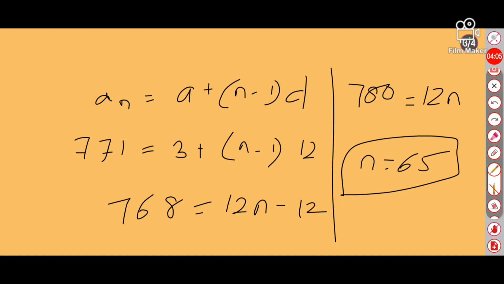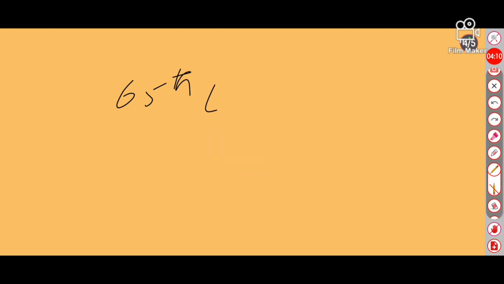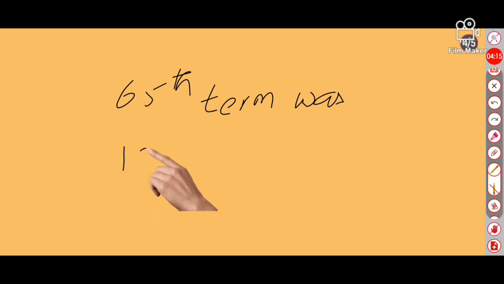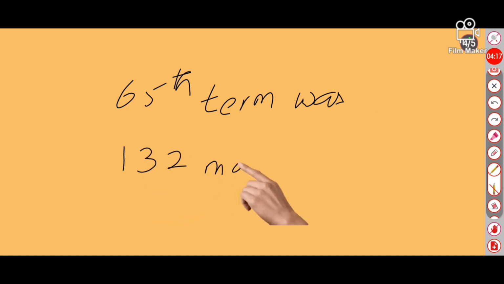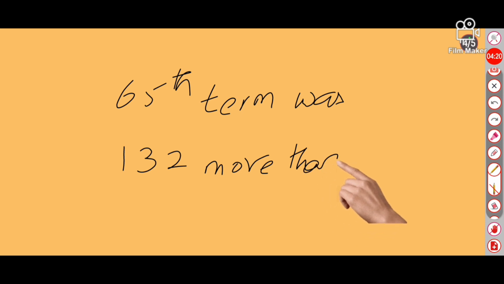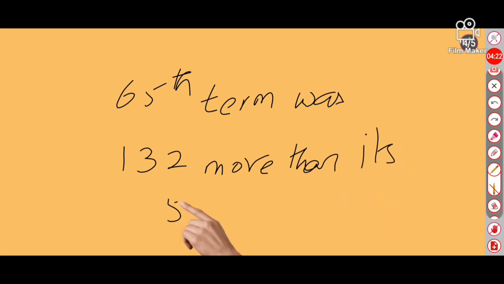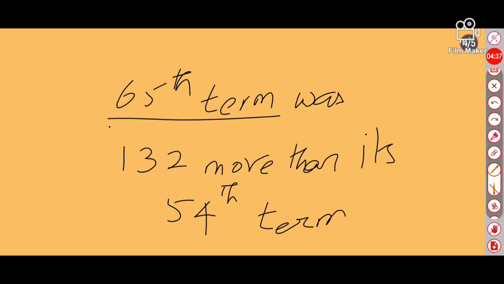So the 65th term, from the question, was 132 more than its 54th term. So this is asked in the 11th question: which term is 132 more than its 54th term? Not 132 times, but 132 more. So the 65th term is 132 more than its 54th term is what the answer is, right?